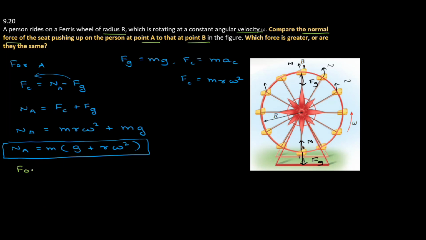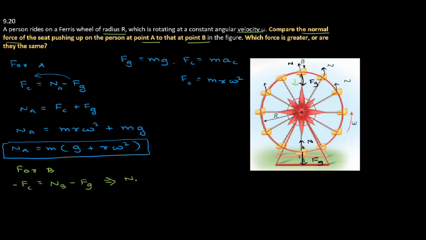So this is for point B. Negative Fc is equal to normal for B minus Fg. Negative Fc because now again centripetal force in this situation is acting down towards the center of the circle. We rearrange the term again to write in terms of NB.